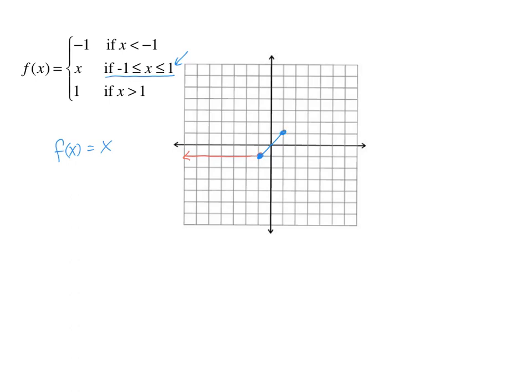Now, for the next piece, we're going to get this one right here. It's going to be 1. So f of x equals 1 is going to look like this. And it's going to go along this way too. But we're not going to deal with that because I know that it only exists if x is bigger than 1. Now, technically, there's an open dot here, an open dot.